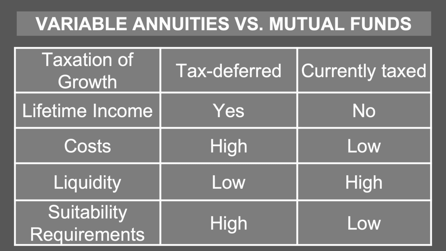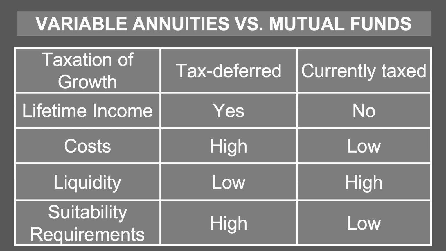Suitability requirements. The suitability requirement is significantly higher for a variable annuity than it is for a mutual fund. What am I talking about? In order for a variable annuity to be suitable for an investor, the registered representative has to be able to check a lot more boxes than they would for a mutual fund. The investor must have a long-term objective, does not need access to the money, is comfortable with the fees and expenses, and is okay with the surrender charges and potential tax implications. That's a lot of boxes to check.